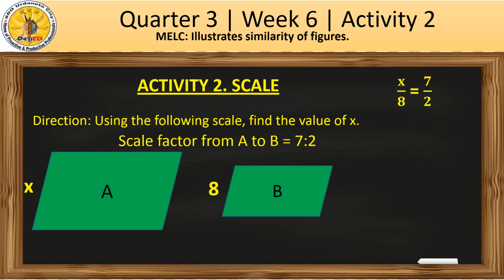Next is to solve the proportion. Again, using cross multiplication, we will have 7 times 8 over 2 is equal to the value of x. Next, if you multiply 7 by 8, you will get 56, and if you divide it by 2, you will get 28 for the value of x, and that is our answer.